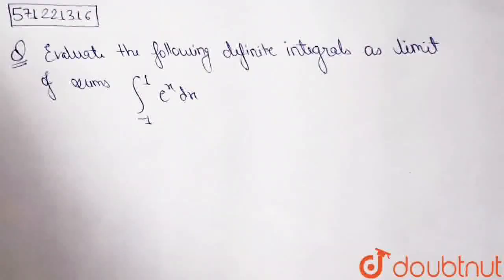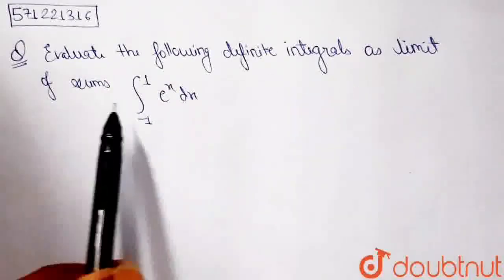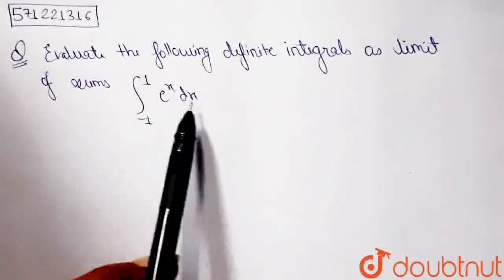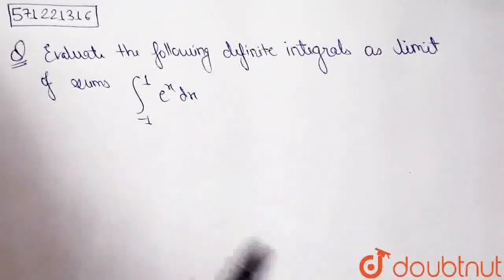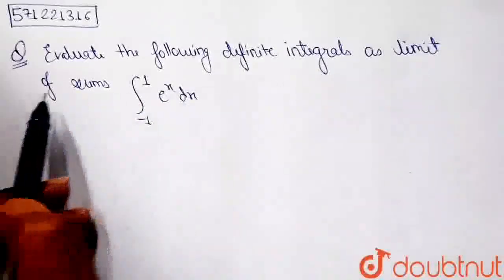Hello friends, so here's a question. It says that evaluate the following definite integrals as limit of sums, and we have integral of e to the power x dx from minus 1 to 1. Okay, so let's start. First of all, you must know what is limit of sums.